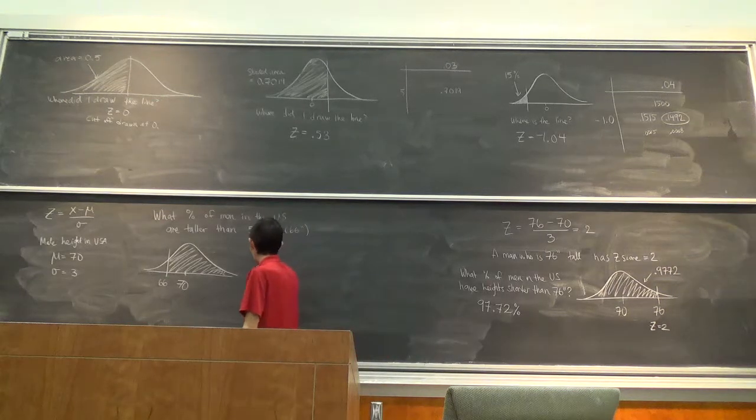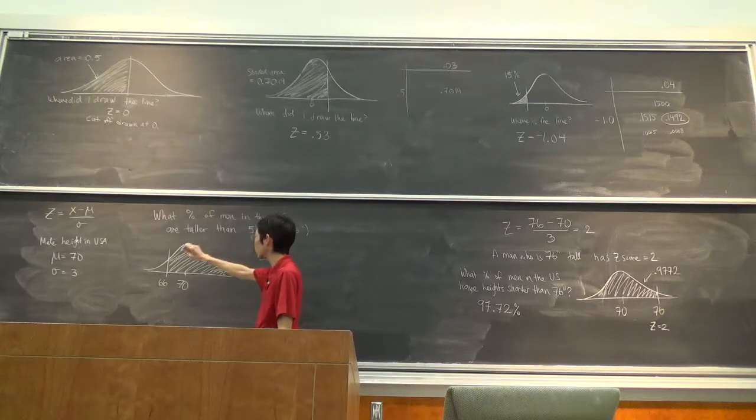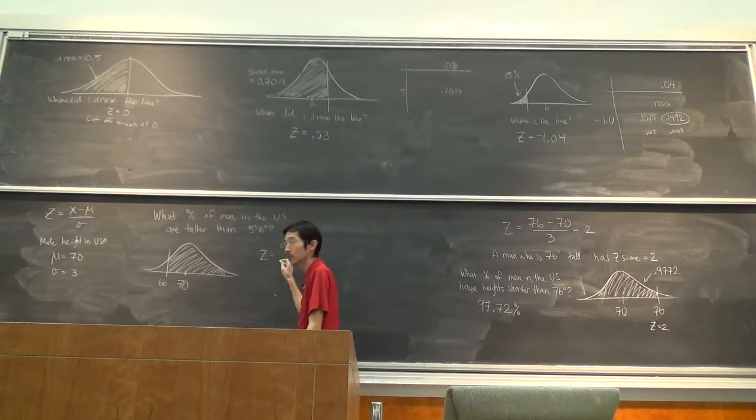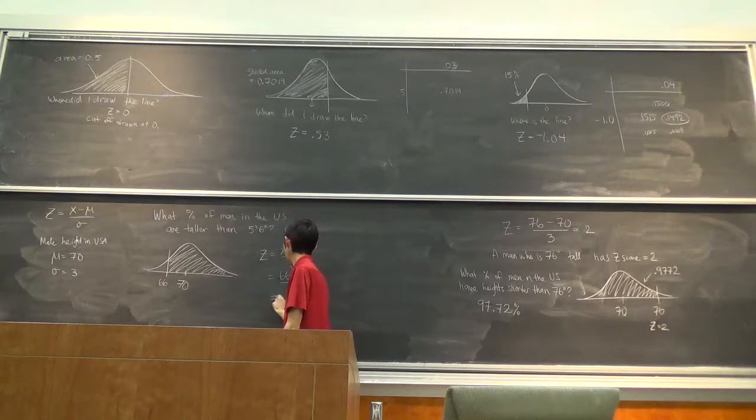So the next thing is we're going to find a z-score. So what is the z-score that corresponds to the height of 66? So z is equal to x minus mu over sigma. So x is 66, mu is 70, and sigma is 3. Okay, what is my z? Z is equal to negative 1.33.